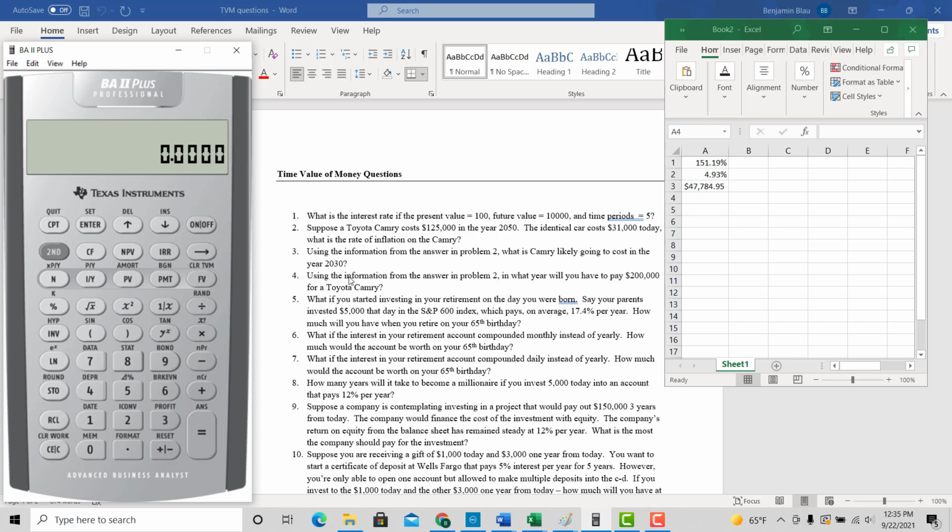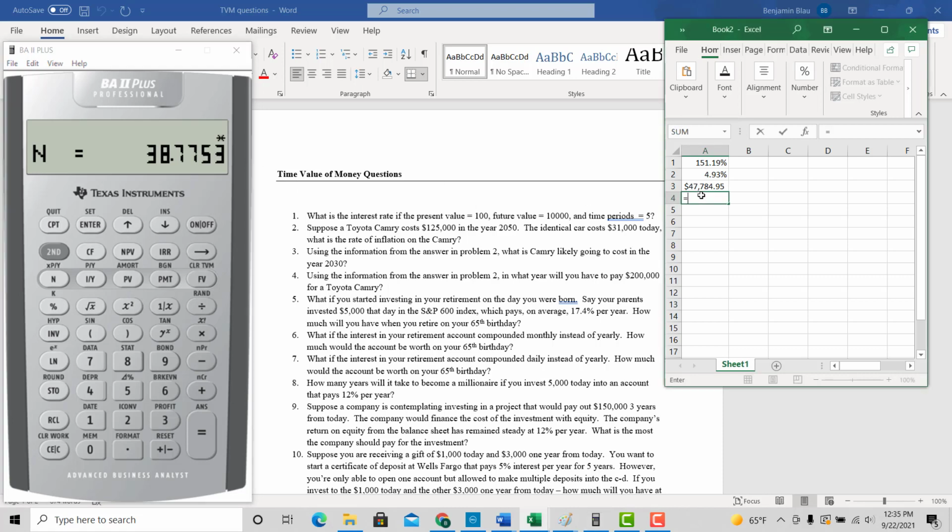The interest rate, I over y, is going to be 4.9255%. Okay. So let's go ahead and start entering this information. Future value is $200,000. Payment is 0. Present value is negative 31,000. Careful on those zeros. Okay. And my interest rate, or my inflation rate, is 4.9255% I over y. So in how many years will I be paying $200,000 for a Toyota Camry? Compute N. 38.775 years. Okay, so that's not too far off.